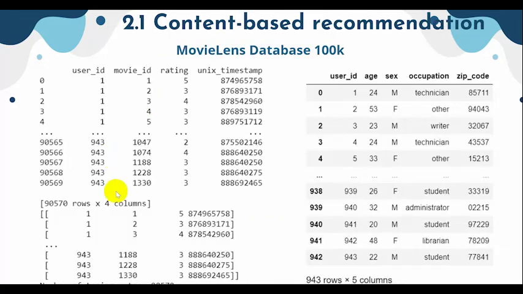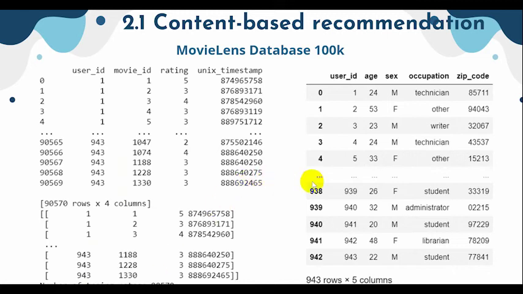Okay, so after I read the rating file, I see a data frame like this, and I split this dataset into two parts. The first one is the training set and the second one is the test set. They are 90,570 rates in the training set and 9,430 rates in the test set.